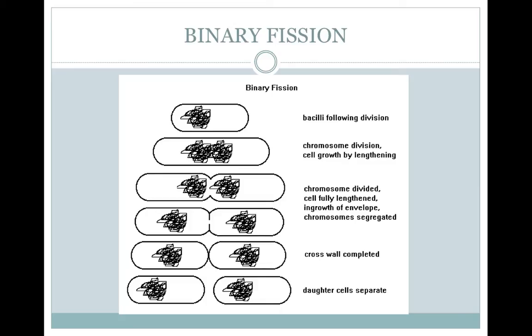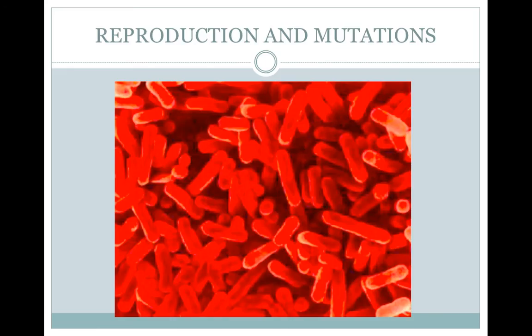The cross walls eventually divide the two, and you wind up with two identical daughter cells that are clones of the original parent cell. Bacteria can reproduce very quickly in the right environment. For example, E. coli reproduces every 20 minutes.